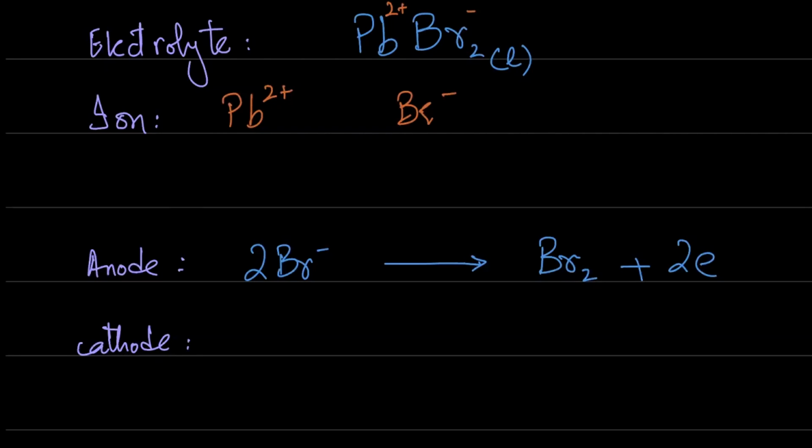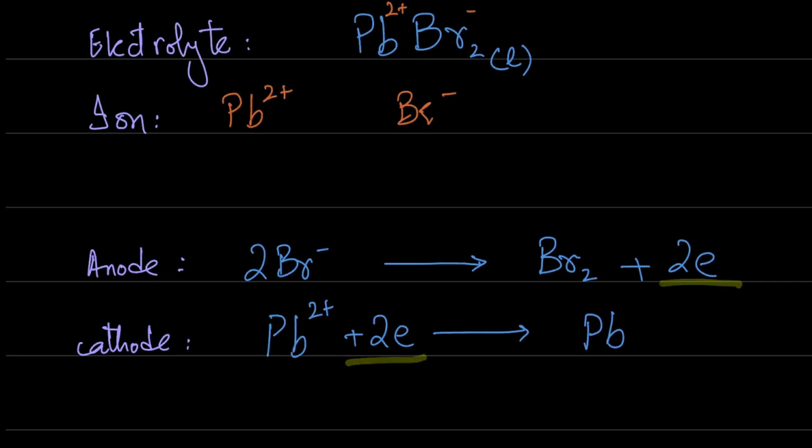Cathode. What will happen there? The lead ion is going to go. So lead ion will become lead solid or lead metal. And that is neutral, so it will gain 2 electrons to do that. This lost 2 electrons, this gained 2 electrons, pretty balanced overall. So I will get lead ions reacting with 2 bromide ions.